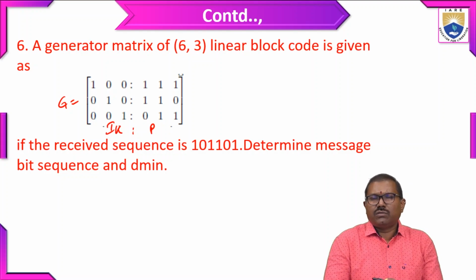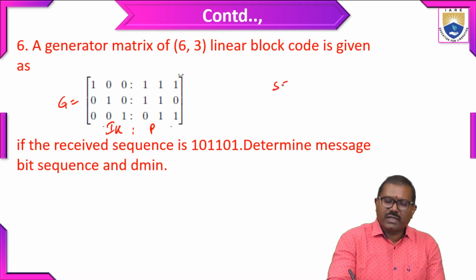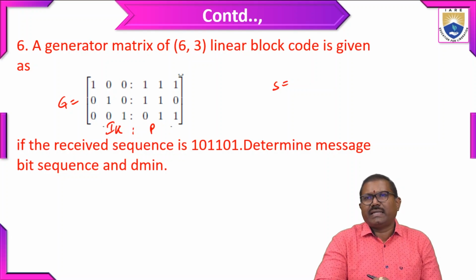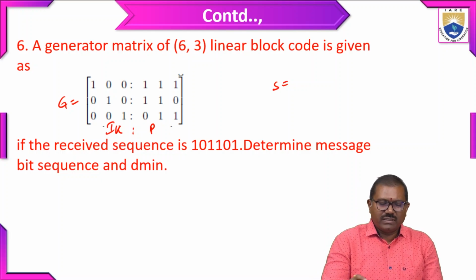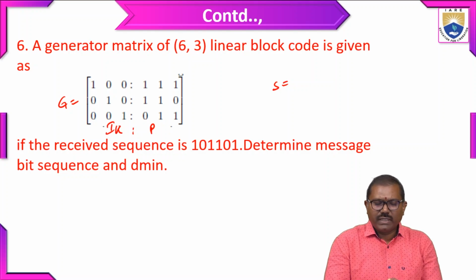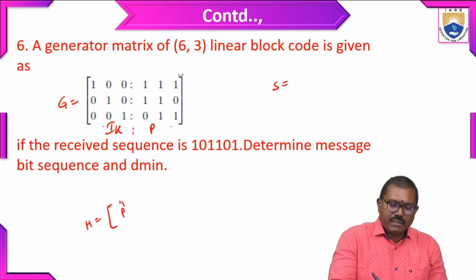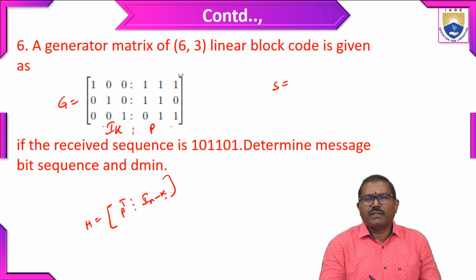It is similar to the previous problem. Here you calculate the syndrome. After the syndrome, if there is any error, you can correct that error, only 1 bit. So determine the message sequence and d minimum. First you convert this G into H. What is the H pattern? P transpose augmented with I n minus k.